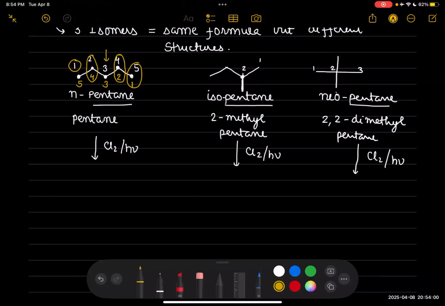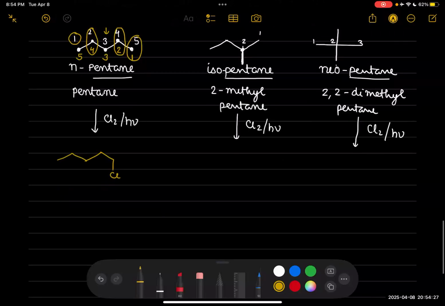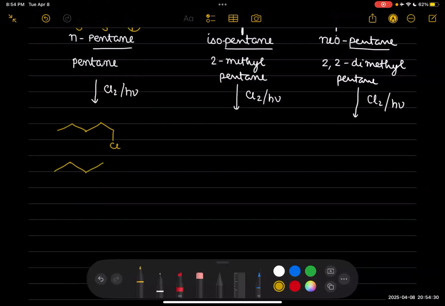So how many different chloro derivatives will you have? Now tell me. Zainab, Jasleen, tell me quickly. 3 different chloro derivatives. Yeah, 3. Zainab, how many as per you? Sir, 3, sir. Yeah, 3, exactly. Yes, 1 chloro, 2 chloro, and 3 chloro. Got it? I hope this is clear.